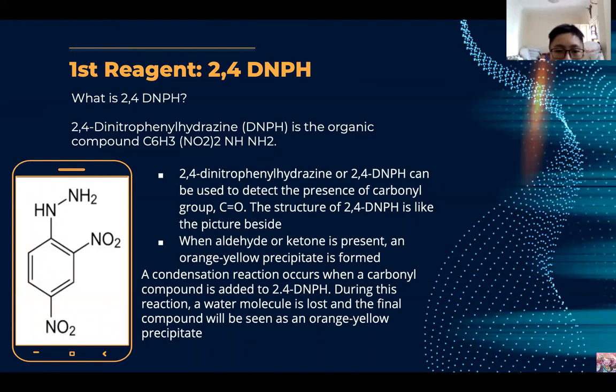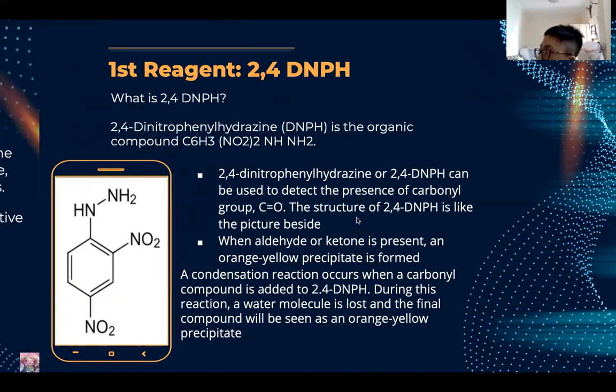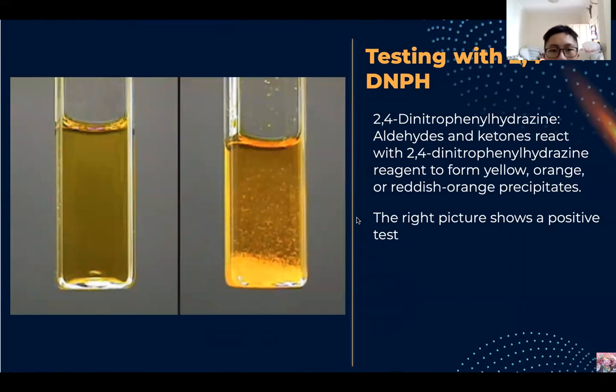When an aldehyde or ketone is present, an orange or yellow precipitate is formed. A condensation reaction occurs when a carbonyl compound is added to 2,4-DNPH. During this reaction, a water molecule is lost and the final compound will be seen as an orange-yellow precipitate. Testing with 2,4-DNPH: aldehydes and ketones react with 2,4-DNPH to form yellow, orange, or reddish orange precipitate. The right picture shows a positive test and the left picture a negative test.